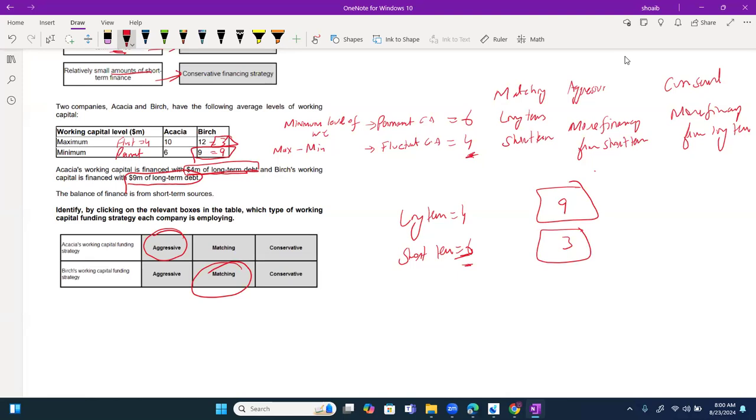So you need to think, just think in your mind, minimum working capital is permanent current assets. Maximum working capital is the total current assets. The difference between maximum and minimum is fluctuating current assets. Matching policy is permanent current assets should be financed with long-term, fluctuating current assets should be financed with short-term. What is aggressive policy? If you have financed more with the short-term, aggressive. If you have financed more with the long-term, conservative. So what is matching? Permanent should be financed with long-term, fluctuating with the short. That's why the answer is aggressive and matching.